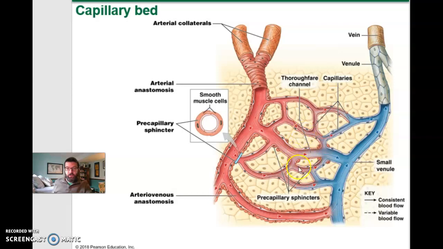And at the end, this deoxygenated blood flows over into the veins, again, at least in the systemic circuit, and the veins will carry that blood away back toward the heart. And in the next video, we're going to talk all about veins.